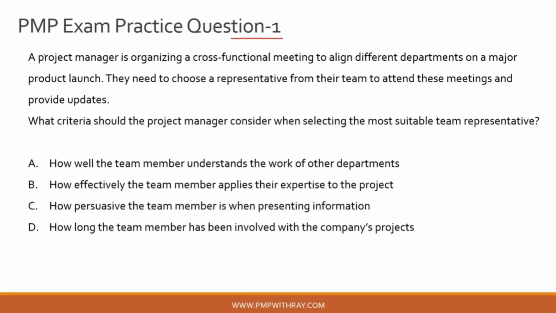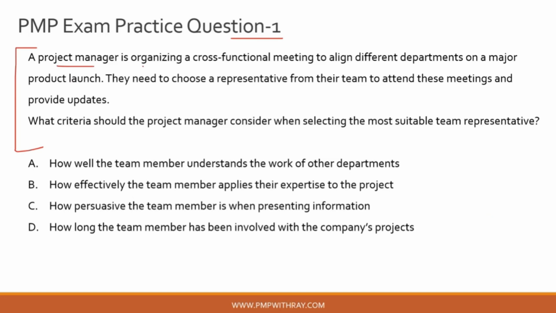Right, so question number 1, guys, please read the question and try to answer it before we solve this together. You can pause the video here if you wish to. Right, so let's get started. A project manager is organizing a cross-functional meeting to align different departments on a major product launch, okay? So they need to choose a representative for their team to attend these meetings and provide updates. What criteria should the project manager consider when selecting the most suitable team representative, right?